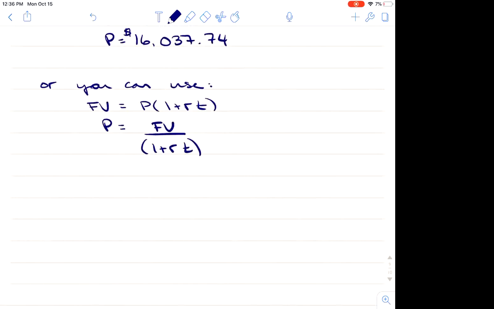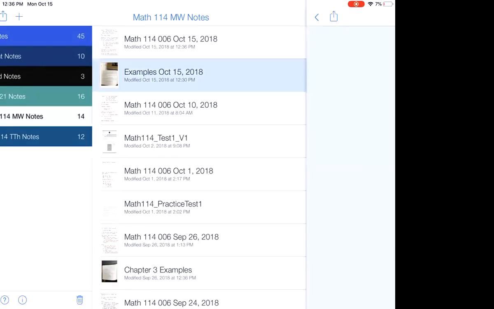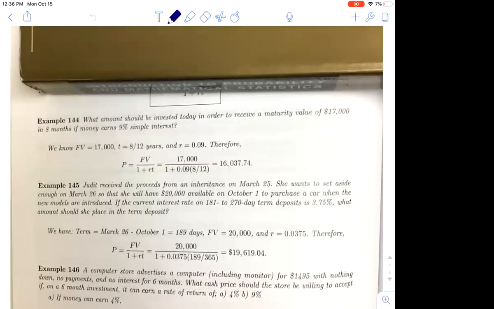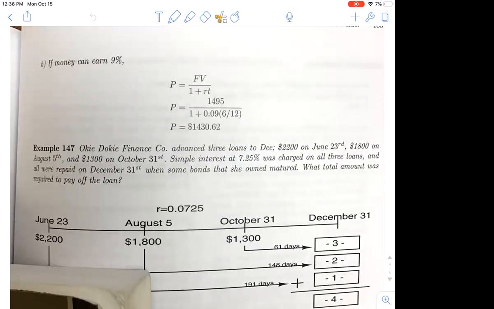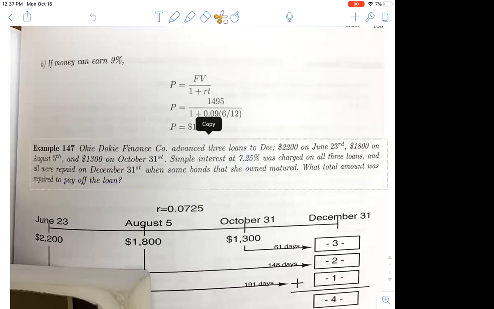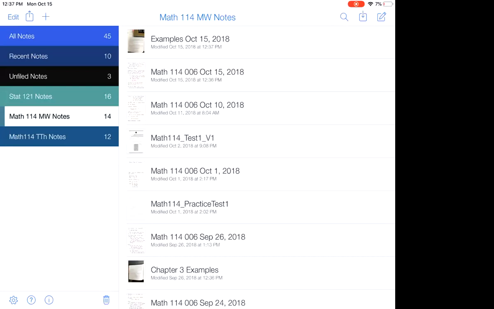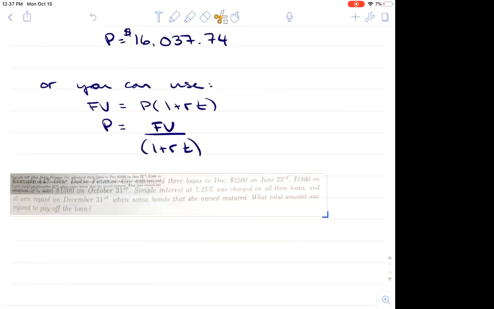Okay. Any other questions? Got one more example here. Example 147. Kind of to show you why timelines are going to be so important.